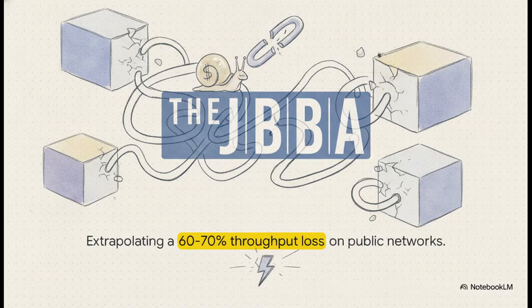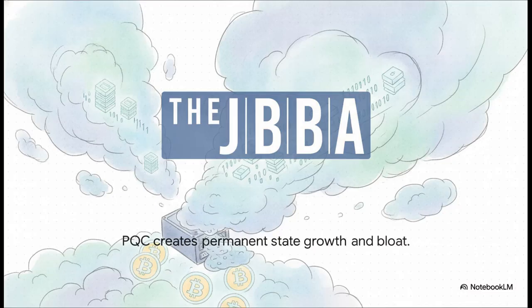Well, according to a peer-reviewed paper in the JBBA, the impact is devastating. Their empirical analysis extrapolates that on permissionless networks, this transition will result in a 60 to 70% loss in throughput. Transaction fees would skyrocket, and the network would basically grind to a crawl. But honestly, the slow transactions aren't even the permanent problem here. These massive signatures create what researchers call state bloat. We are looking at a 59 times permanent storage increase per output.